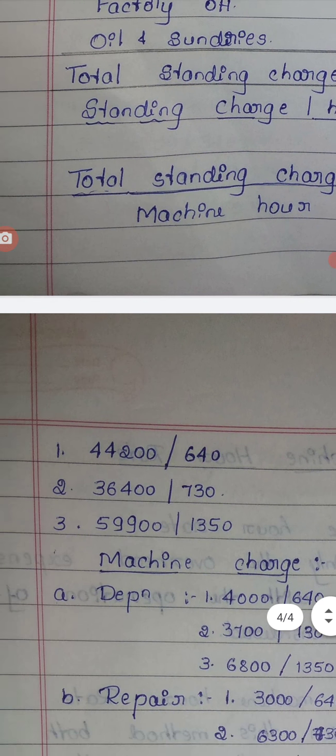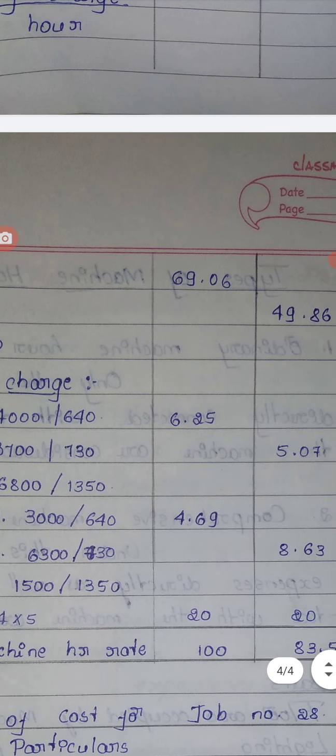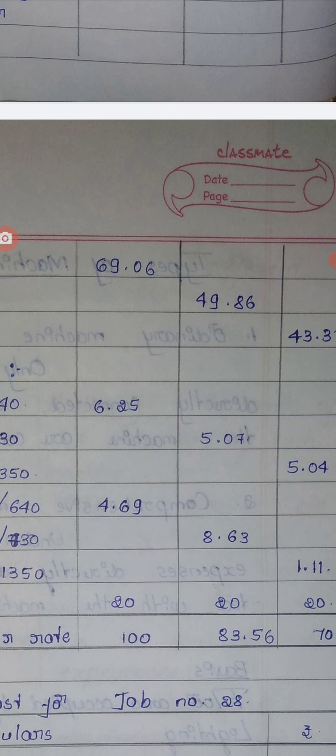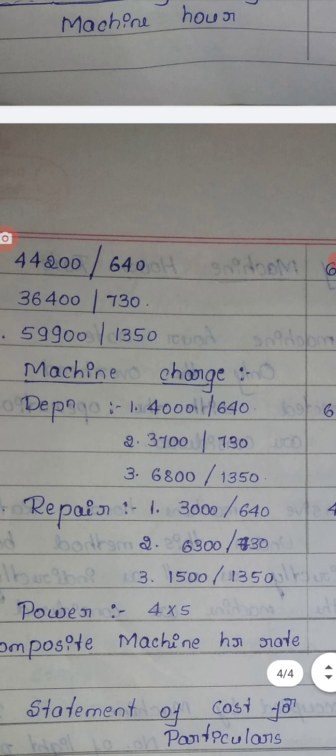Okay, so here is the calculation shown for 3 machines, very clearly shown. So the answer is like this: 69, 49, 43. Okay, now it is machine charges or variable charges. Usually depreciation, repair and power will come under this particular category.